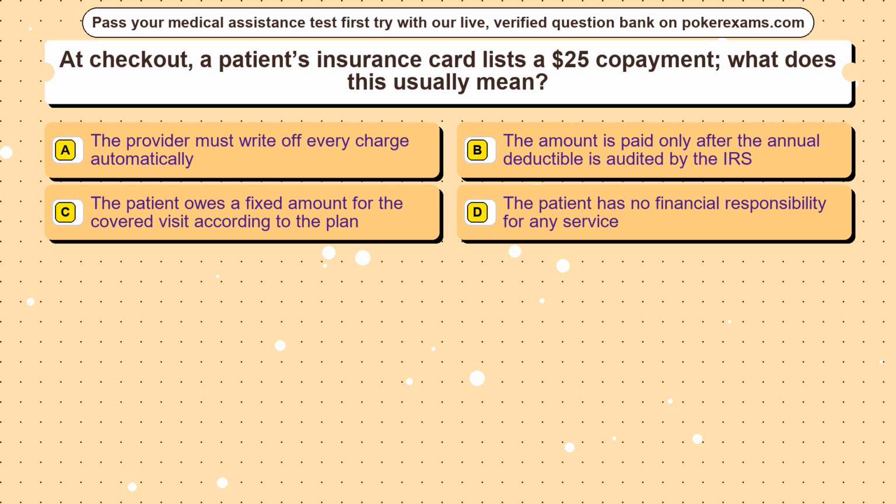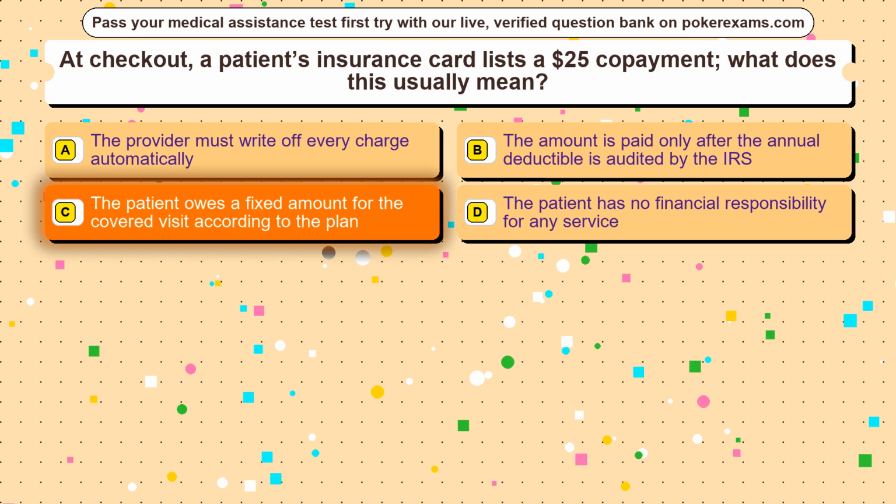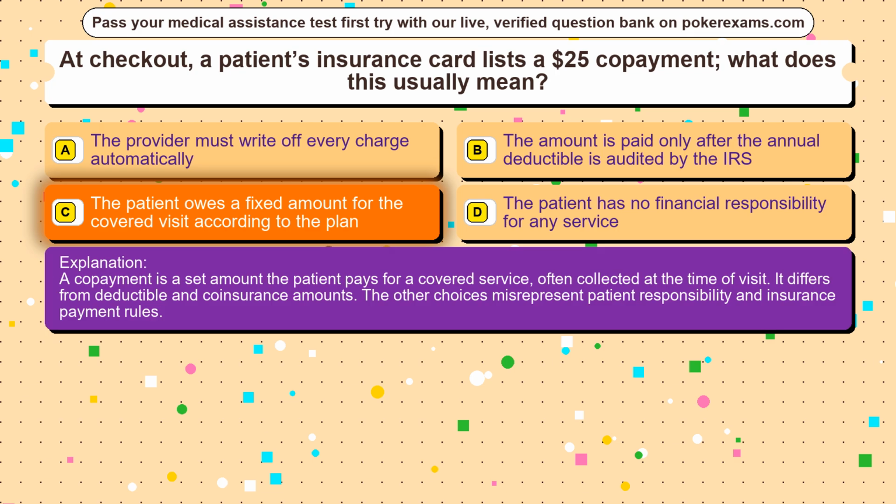The patient has no financial responsibility for any service. The correct answer is option C. The patient owes a fixed amount for the covered visit according to the plan. A copayment is a set amount the patient pays for a covered service, often collected at the time of visit. It differs from deductible and coinsurance amounts. The other choices misrepresent patient responsibility and insurance payment rules.